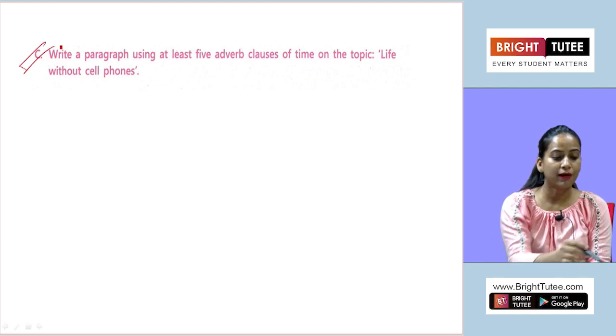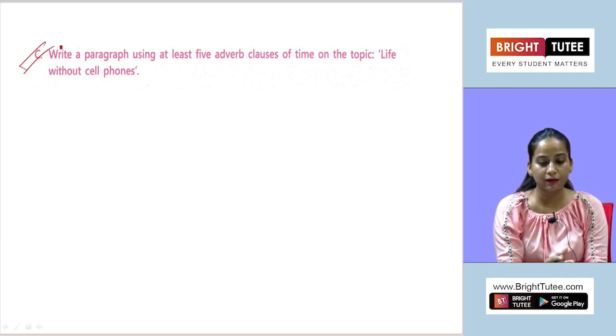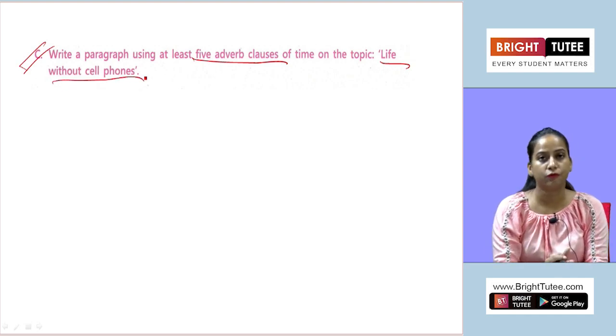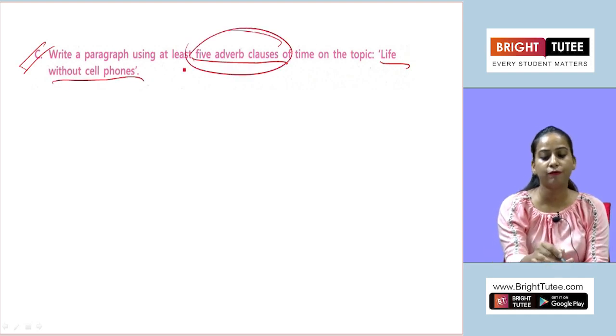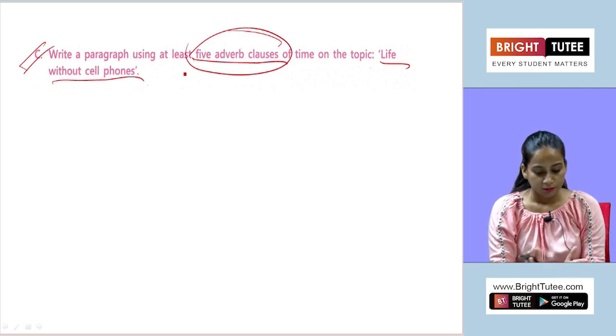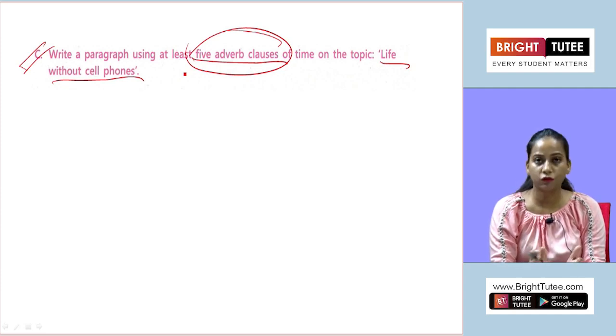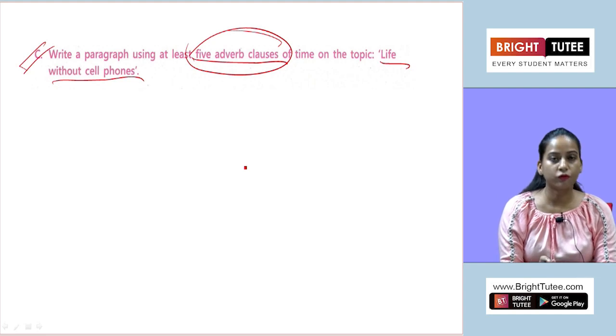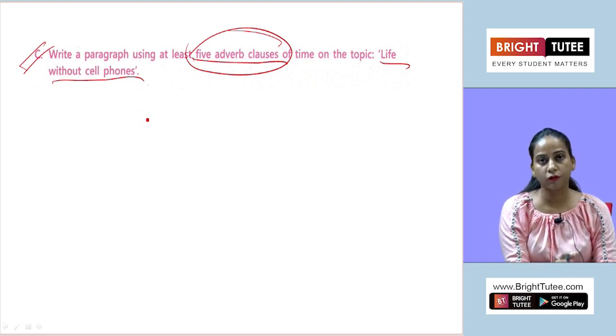Now they have asked you to write a paragraph using at least 5 adverb clauses of time on the topic. The topic given to you is life without cell phones, and you have to use any 5 adverb clauses that we have seen: when, whenever, as soon as, these are the different ones, and we have to use them in sentences to write the paragraph. So let's start with that. Here we are going to start with the adverb clause of time.